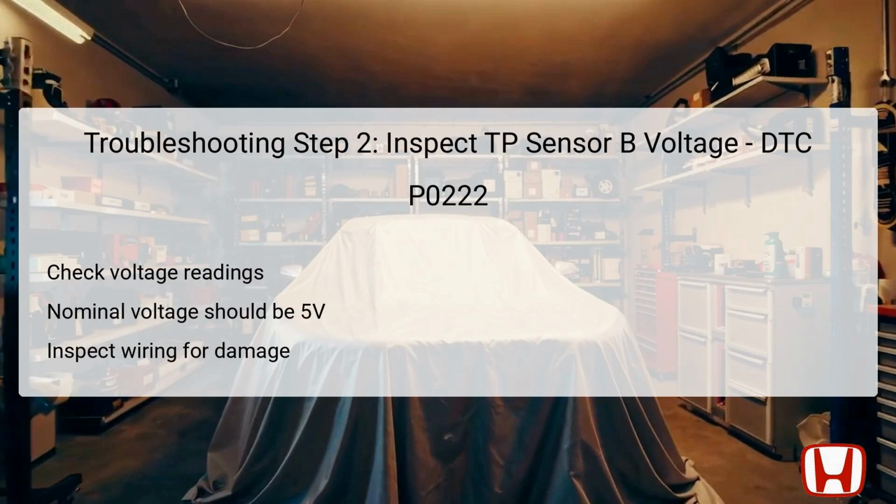The second troubleshooting step focuses on inspecting the voltage readings from the throttle position sensor B. Using a multimeter, test the output voltage to confirm it aligns with the expected nominal voltage of 5 volts. If the voltage is reading 0.3 volts or lower for more than 200 milliseconds, it confirms a malfunction with the TP sensor B. Additionally, one must inspect the wiring associated with the sensor for any signs of damage or disconnection. Broken insulation or frayed wires could easily cause incorrect voltage signals.